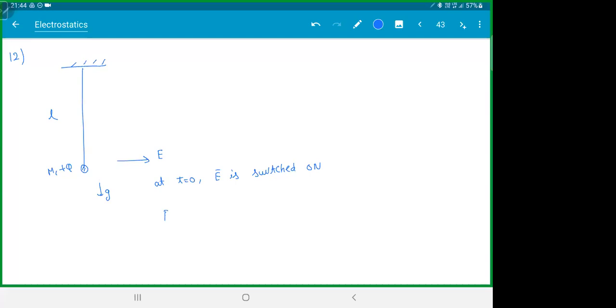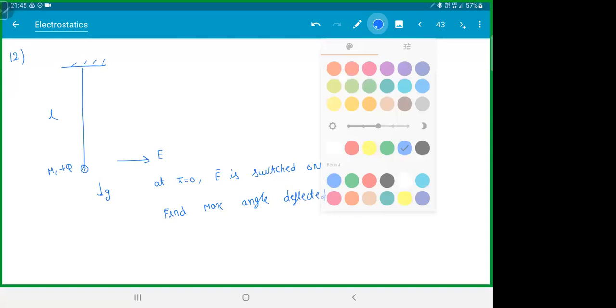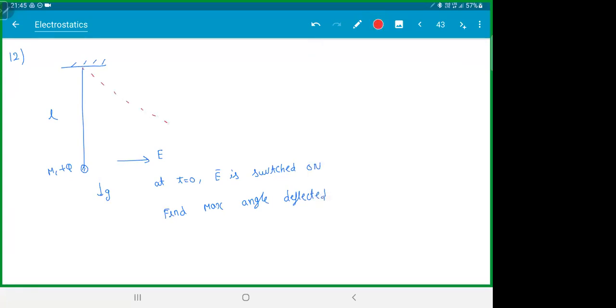Find the maximum angle deflected. Initially, the field is not there. When you suddenly switch it on, what will happen? The force will drag the ball. So what is the maximum angle deflected by the ball? Meaning after some time, the ball will actually become like this. So this I'm asking.